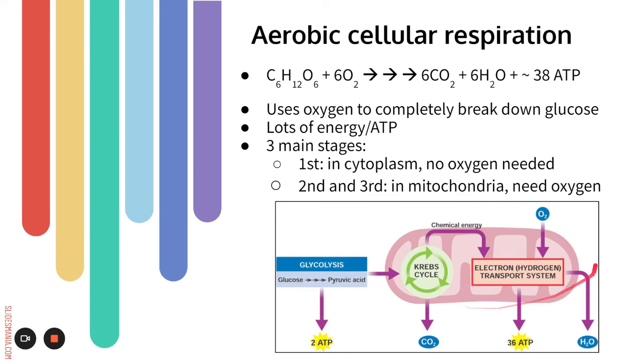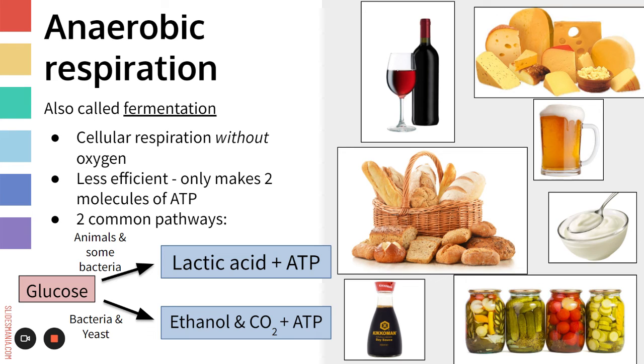So the mitochondria is where the oxygen requiring steps happen. It's also where essentially virtually all of the ATP from aerobic cellular respiration is being produced. So Krebs cycle and electron transport chain, second and third steps in the mitochondria, but we do need oxygen in order for those to proceed.